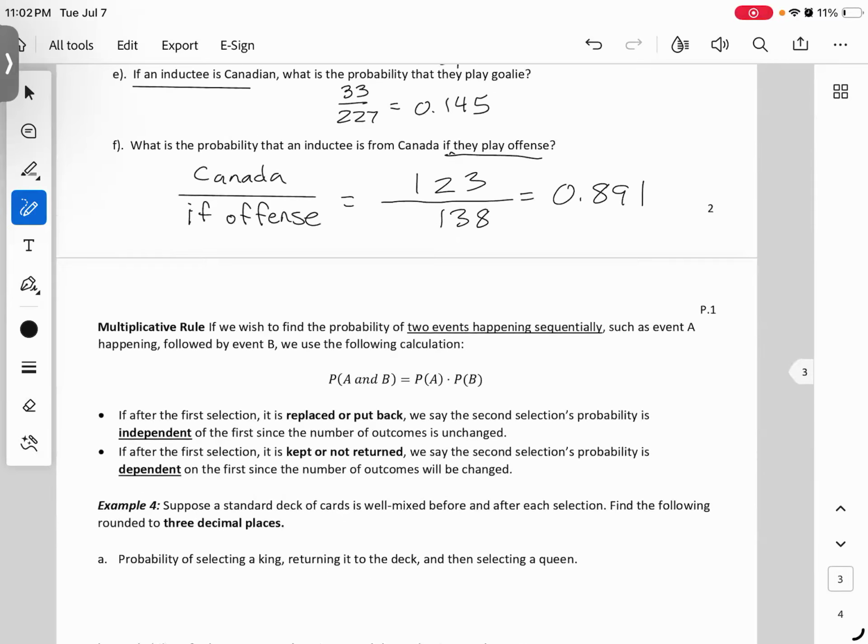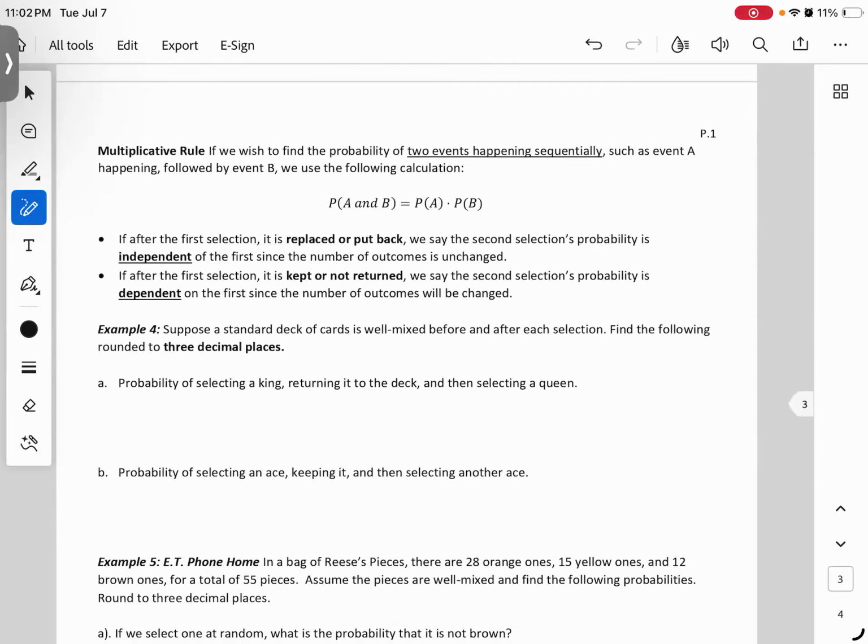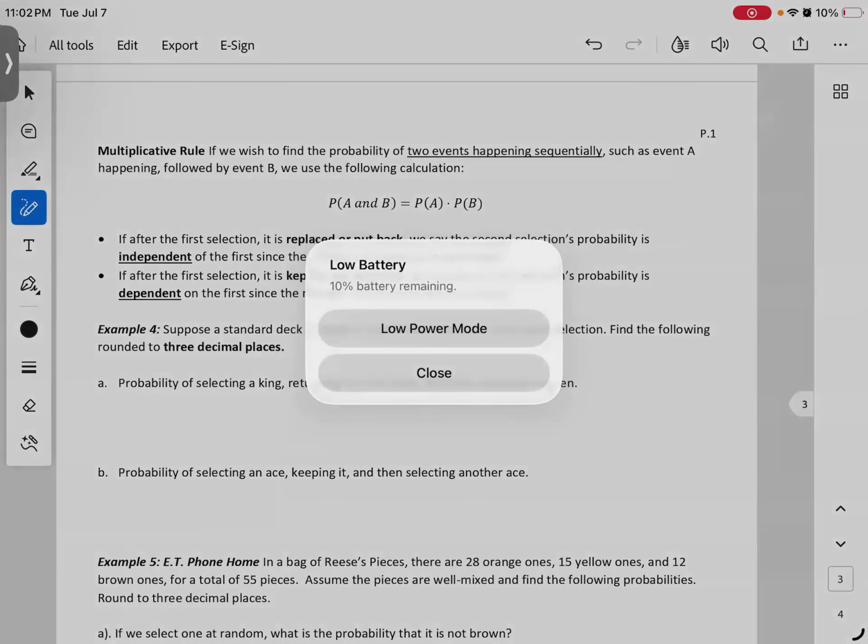Now, there's actually not too much more with this lesson. I can start saying that there's really just the last main thing, which is that sometimes they're going to be selecting two back to back, like sequentially. So in the first few pages of this lesson, it was all about just selecting one, like selecting one hockey player or selecting one card, and that was it. But now they want two things to happen, like back to back. And whenever you're doing probability of something happening followed by something else happening, you multiply the probabilities. So it's called the multiplicative rule.